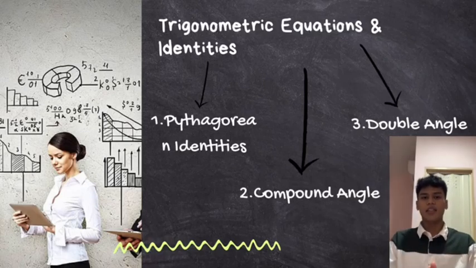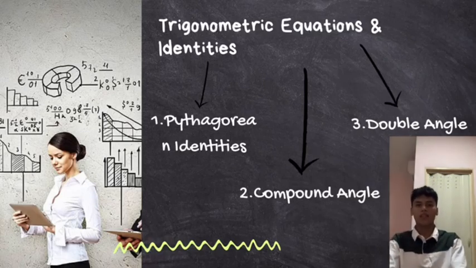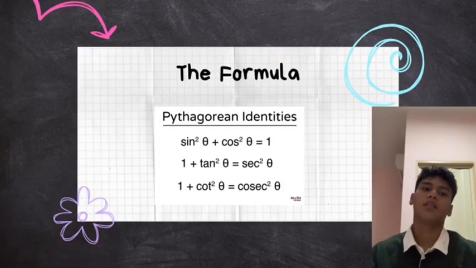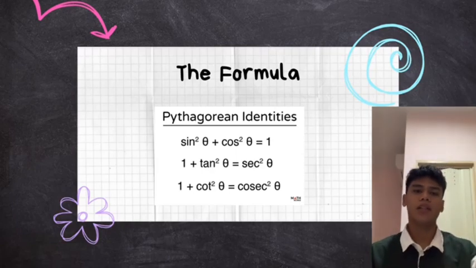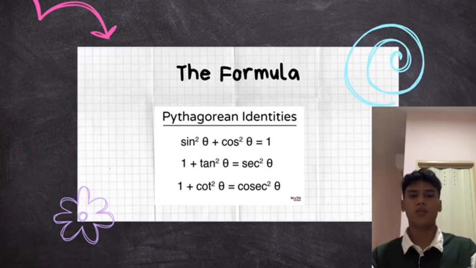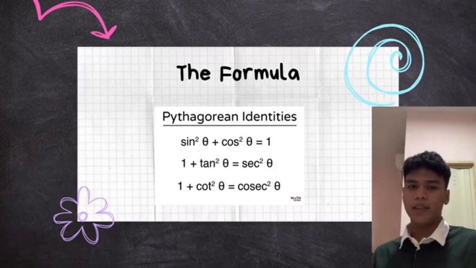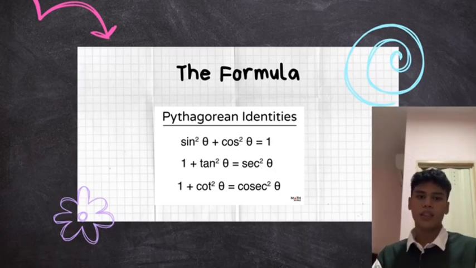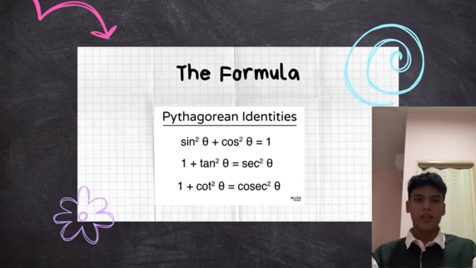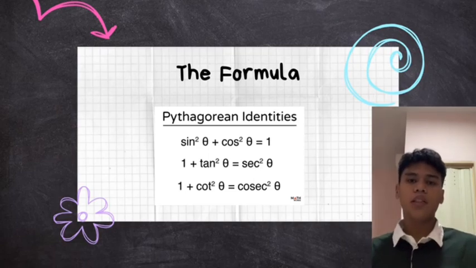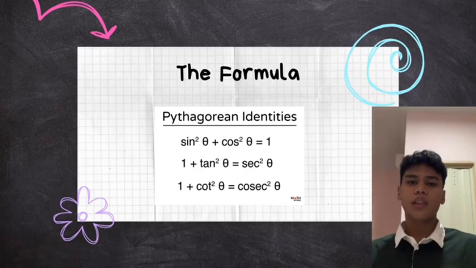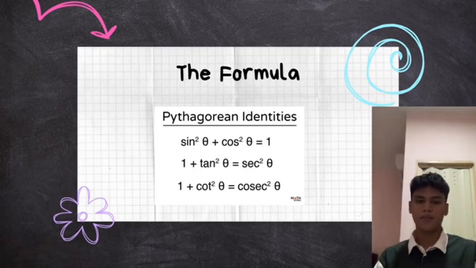Trigonometry equations and identities have three types: Pythagorean identity, compound angle, and double angle. Firstly, for the formulas, the Pythagorean identity is sin square theta plus cos square theta equals 1. Second, 1 plus tangent square theta equals secant square theta. The last formula that you can use is 1 plus cotangent square theta equals cosecant square theta.